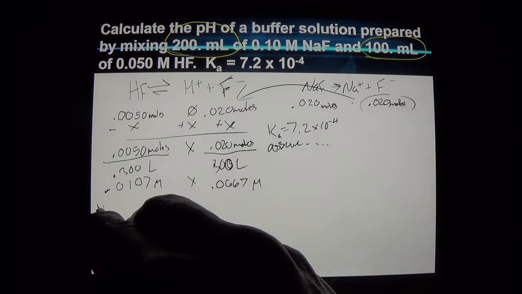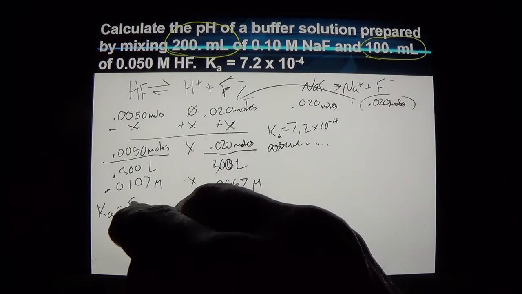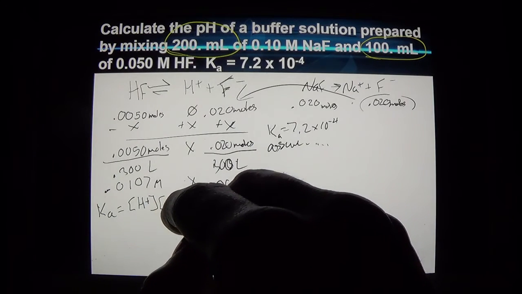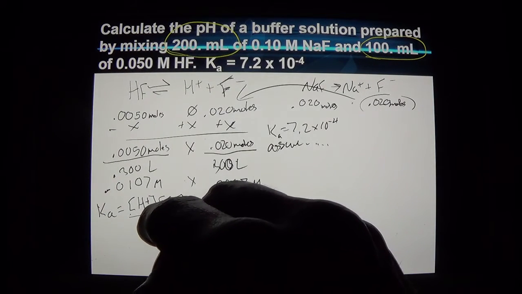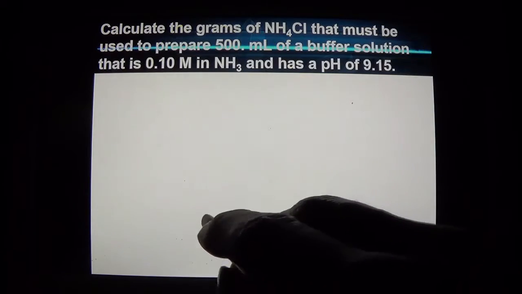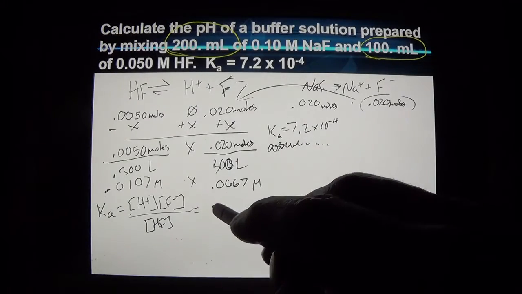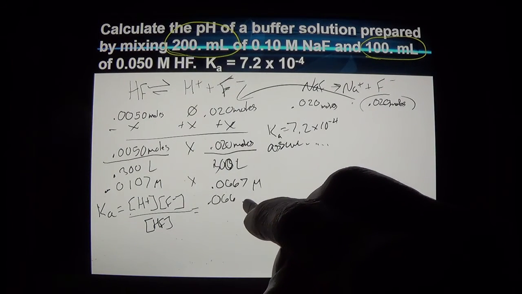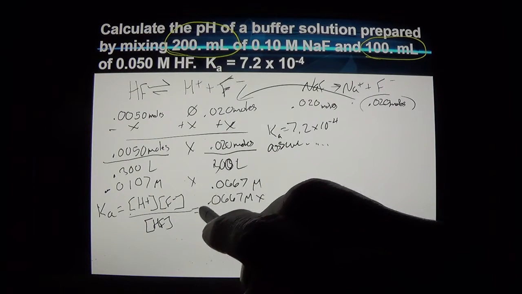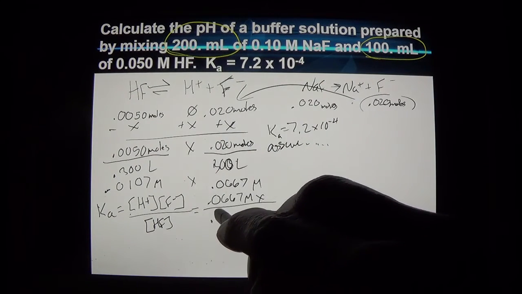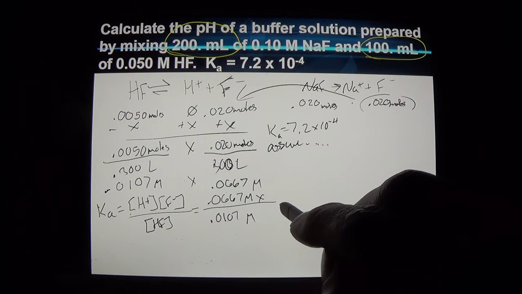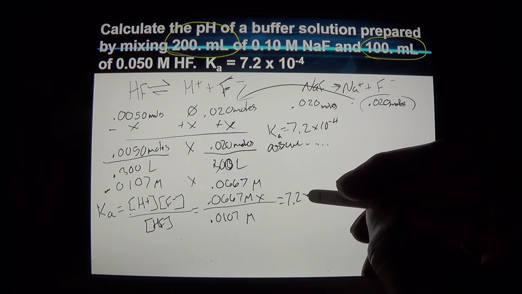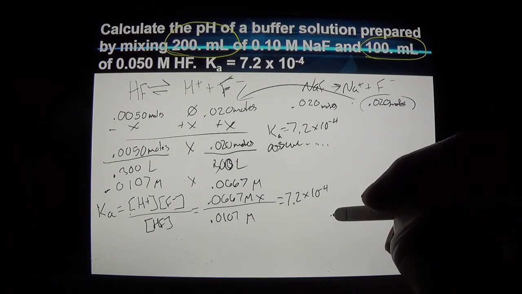Now I write my Ka expression. So Ka is square brackets, because that means concentration and molarity, of hydrogen, of fluoride, divided by hydrofluoric acid. Okay. On the numerator, I have 0.0667 molarity X, because I'm multiplying those. In the denominator, I have 0.0107 molarity, and that's going to be equal to my Ka, which is 7.2 times 10 to the negative 4. So yay, fun calculator time.